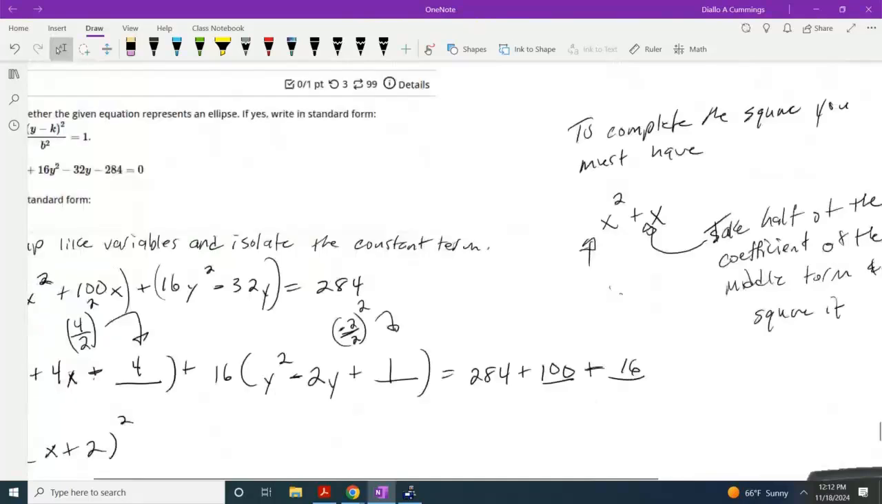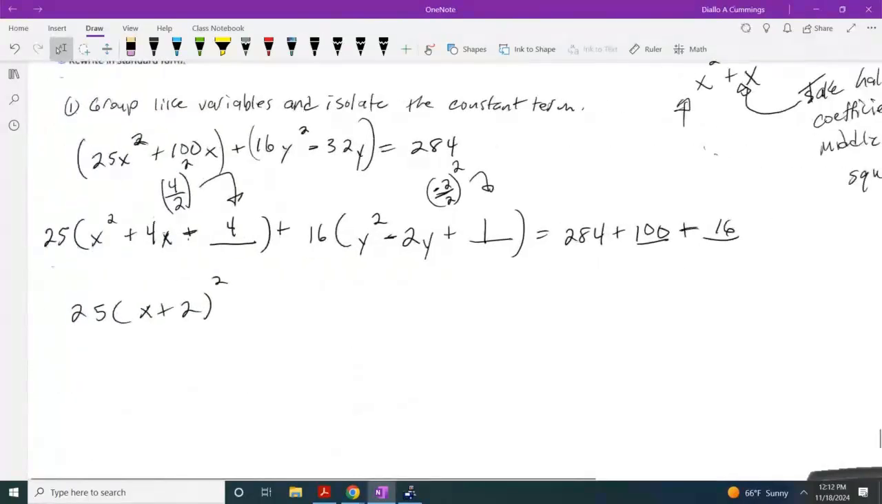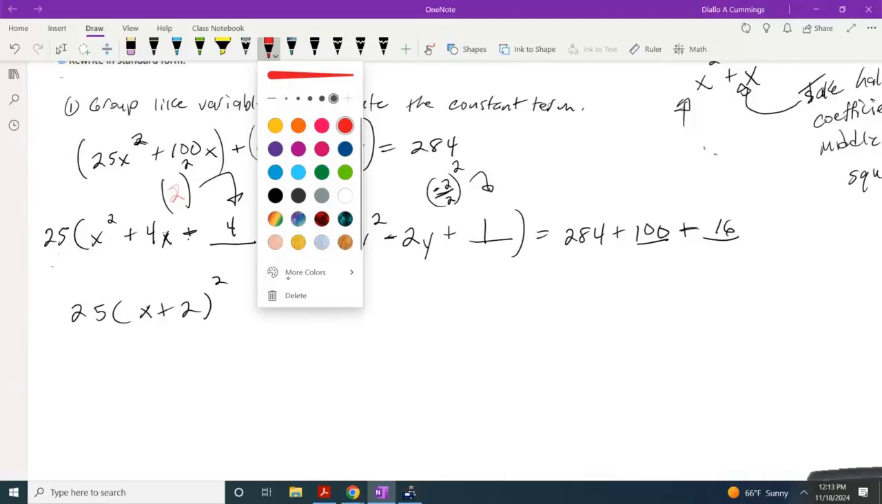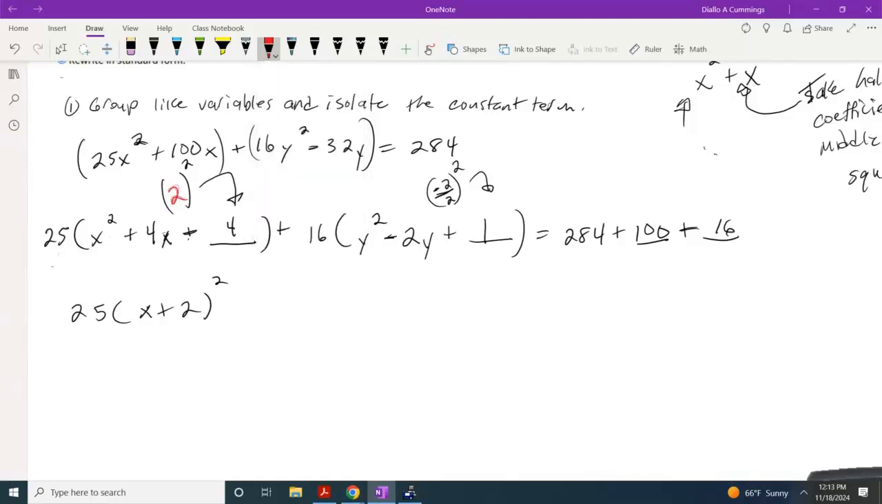Okay, now this is the little trick to determine which number you put. Like earlier, when we talked about the x variable, we took 4 and we divided it by 2. So that gives us 2. That's my magic number that I put here. And it's plus because of the sign of that middle term.